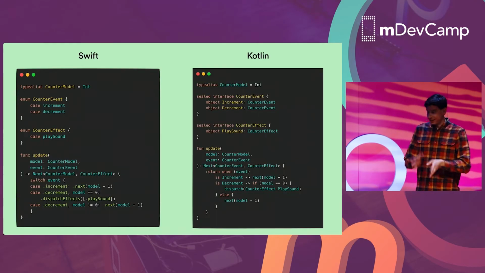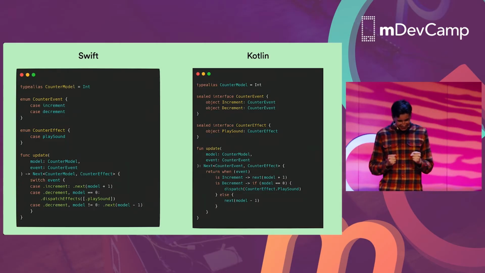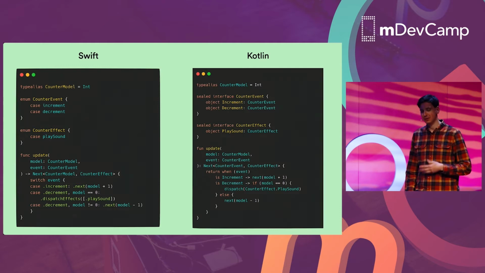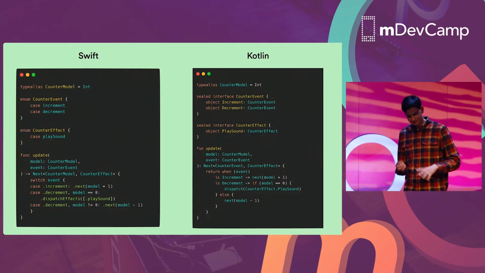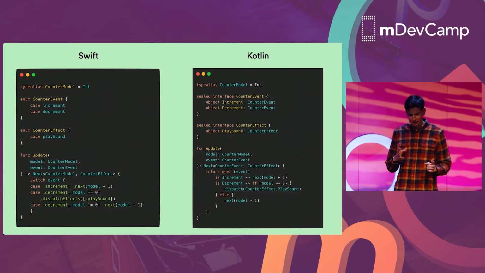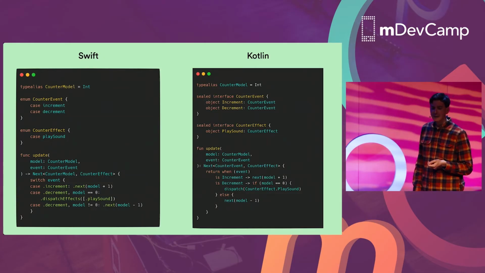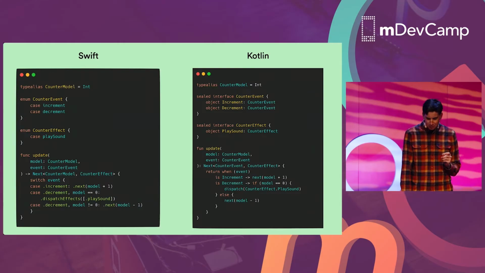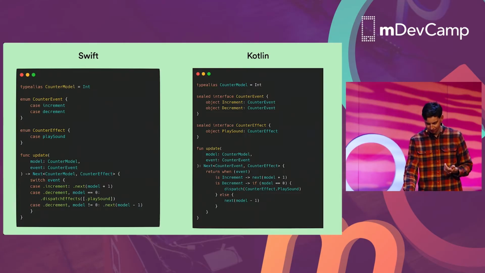So now, finally, some code. Let's look at the practical example of Mobius, of how Mobius can be applied to a simple feature. It's a very simplified one. It's a counter that can be incremented and decremented, and also can trigger a very special sound effect when it reaches 0 and another decrement is attempted.